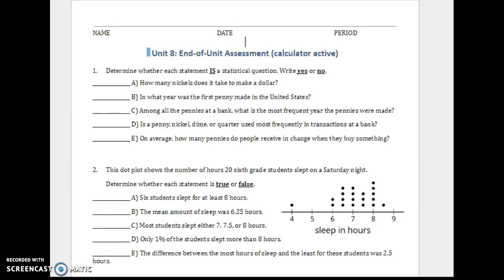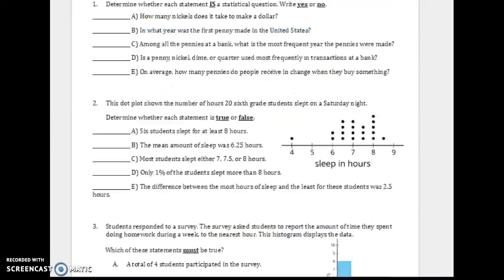C. Most students slept either 7, 7 and 5/10, or 8 hours. D. Only 1% of the students slept more than 8 hours. E. The difference between the most hours of sleep and the least for these students was 2.5 hours.